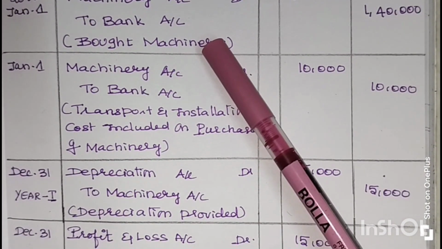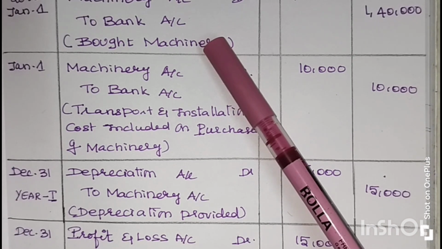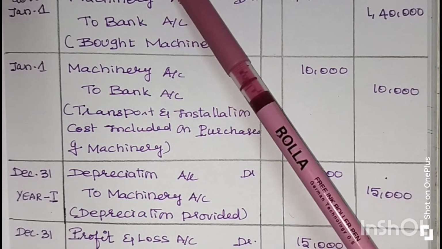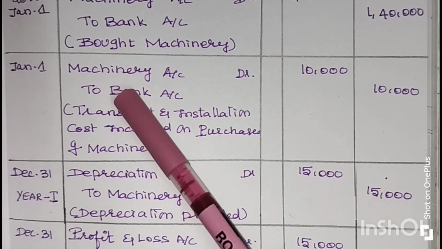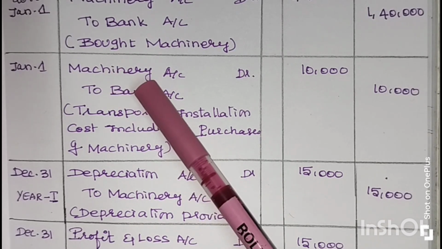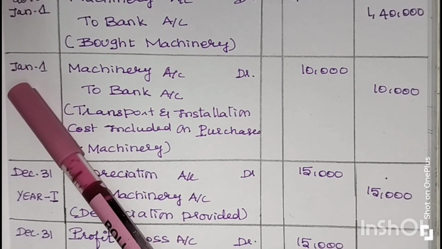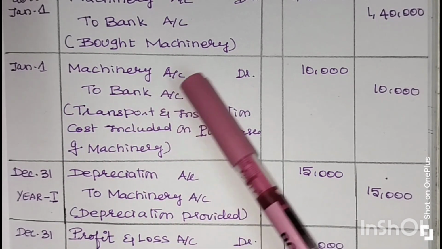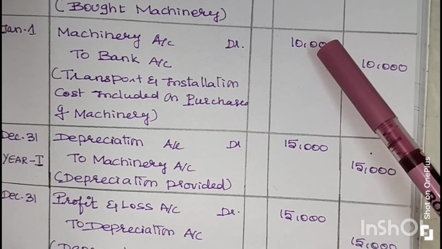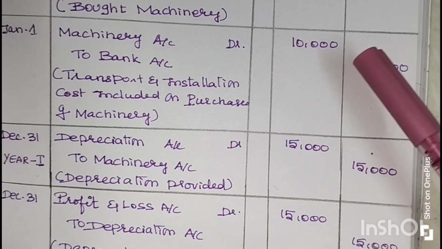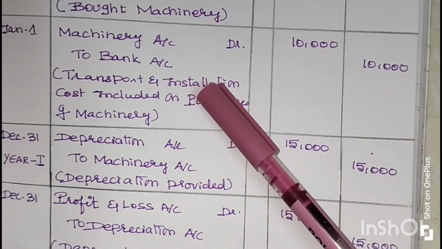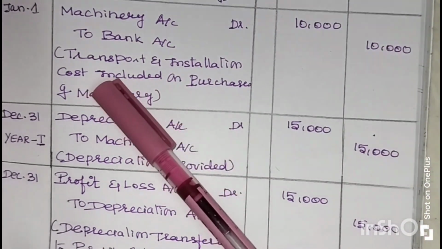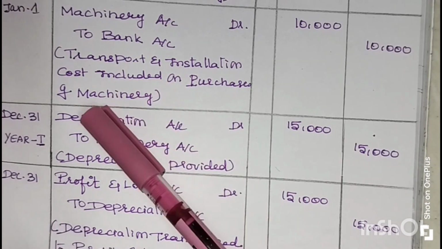When you purchased machinery, you spent some expenses like transportation expenses and installation charges. So you have to pass a similar journal entry for the transportation and installation charges on the same date. The journal entry is machinery account debit to bank account 10,000 rupees. This 10,000 rupees is transport charges 1,000 rupees and installation charges 9,000 rupees. Add both amounts and you get 10,000 rupees. The narration is: transport and installation cost included on purchase of machinery.